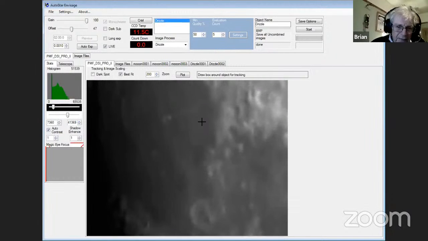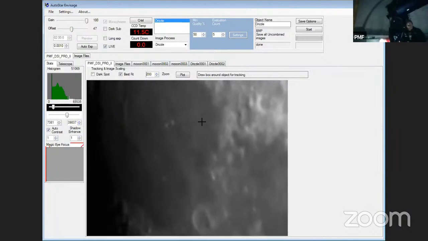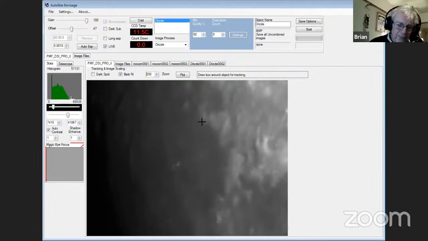Yes, we can. It's very near where your cursor is. Yeah, I'm just trying to get it dead center for you. Okay, thanks. There we go. That should be right. Let it focus.